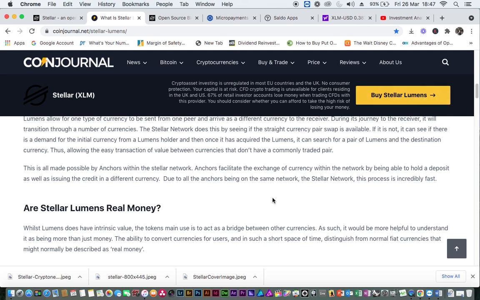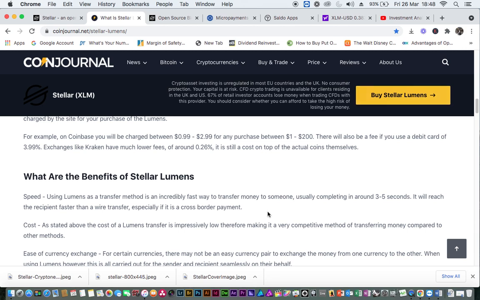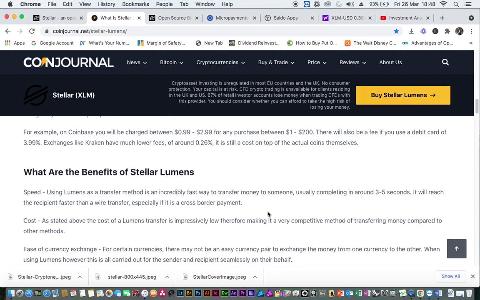Again, the Stellar network is decentralized, meaning that no one authority controls the movement of lumens. The company themselves authorize transactions, and a record of each transaction is stored on the blockchain, which can be accessed by everyone. Unlike most currencies, there's a degree of anonymity provided by using lumens.